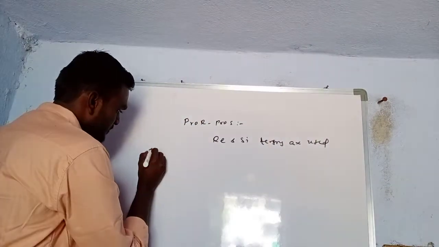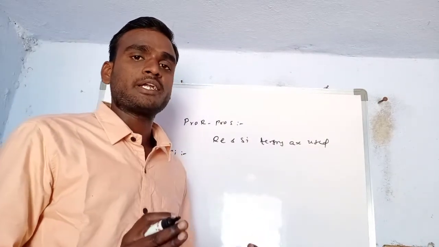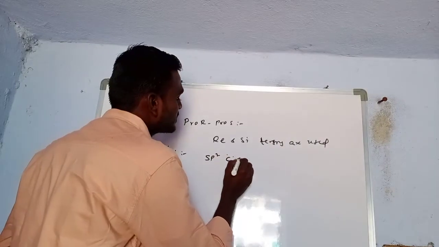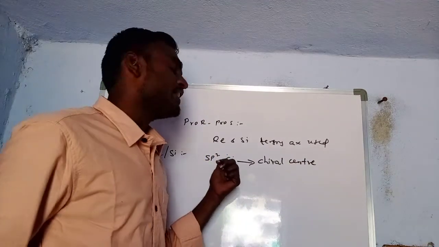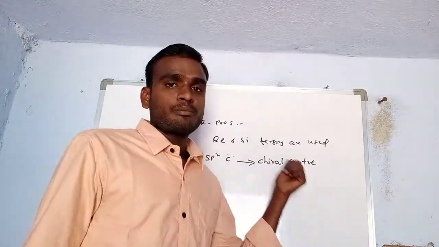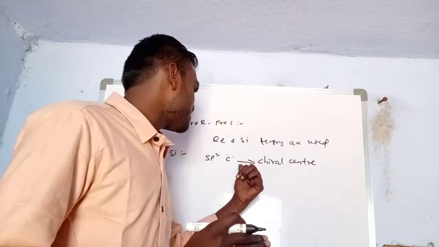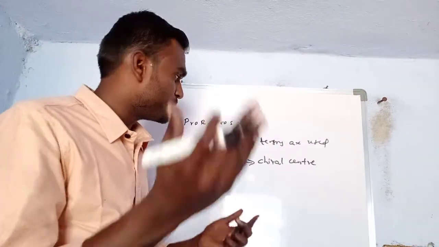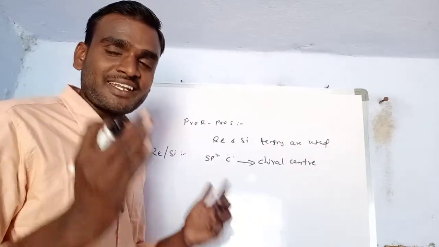Let's see what the Re face and Si face are. Whenever an sp2 carbon atom is converted into a chiral center, that is, a trigonal planar molecule of sp2 hybridized carbon is converted into a chiral center by the addition of substituents on either side of the two faces, it produces Re and Si faces. The two faces are designated as Re and Si faces.